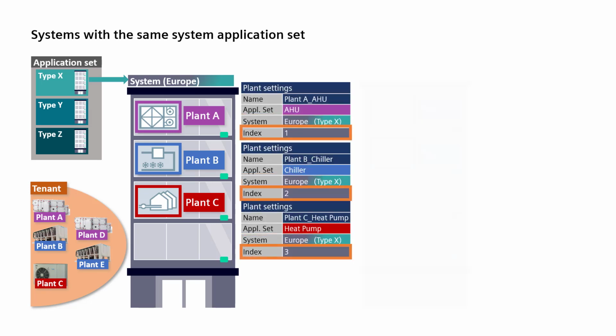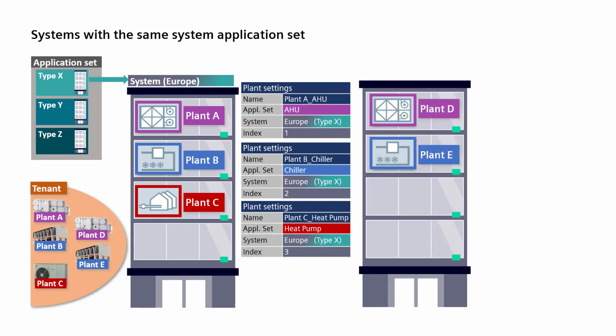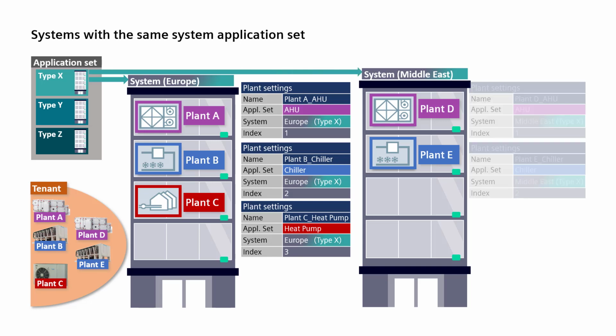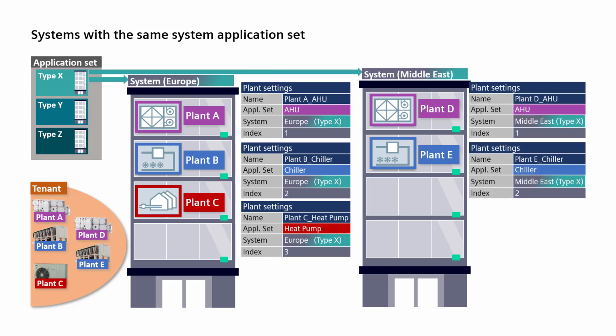Let us assume that a building is constructed with a similar application. Therefore, we can assign the same system application set to the system Middle East. As a result, all indexes must have the same definition in the systems that are using the same application set. In our example, the system application type X is assigned. As you can see, the air handling unit must be assigned to index 1 and the chiller application to index 2, and so on and so forth.